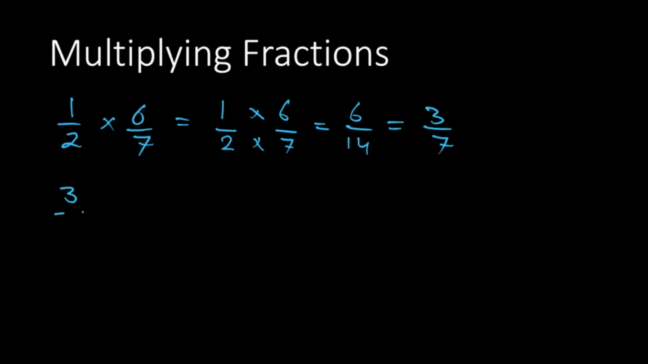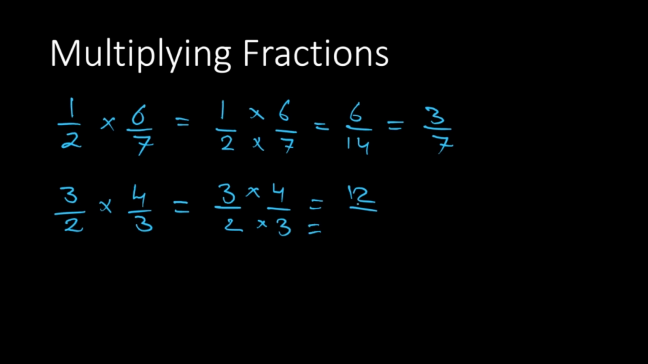So 3 over 2 times 4 over 3. You multiply the numerators by the numerators and the denominators by the denominators. So 3 times 4, which is 12, and 2 times 3, which is 6. And again, you can simplify. So 12 divided by 6 is 2.